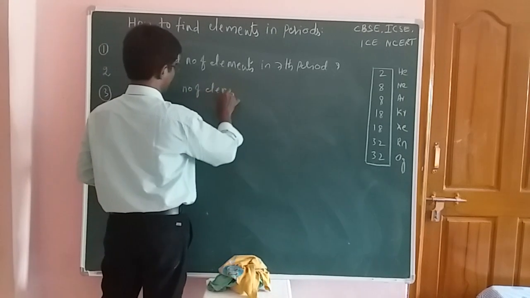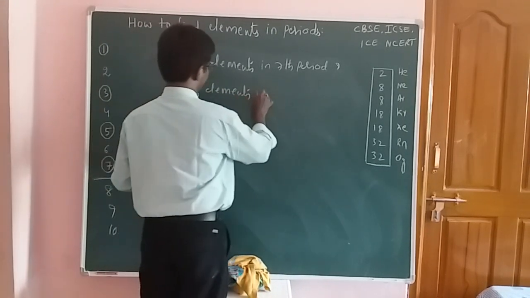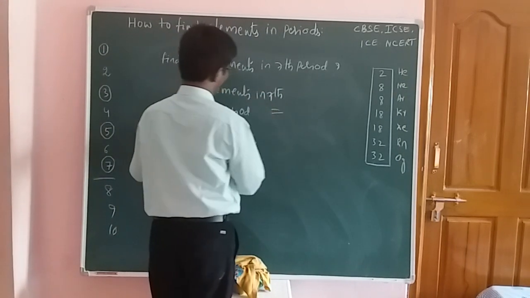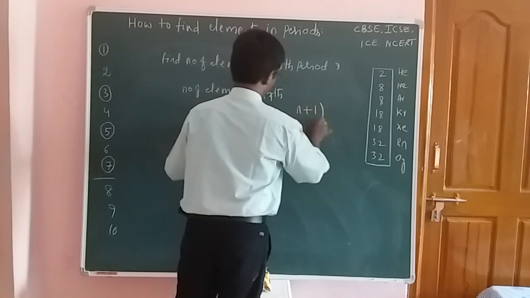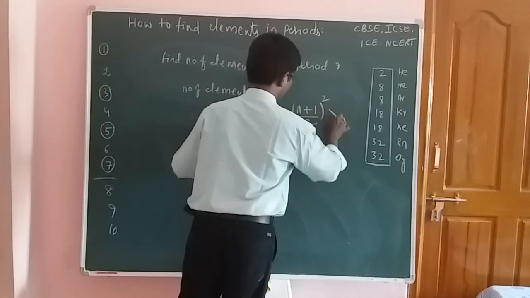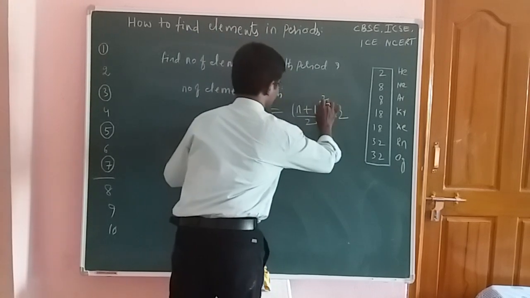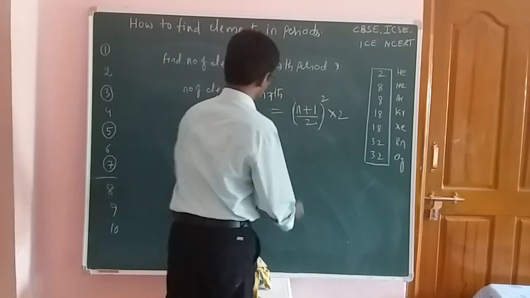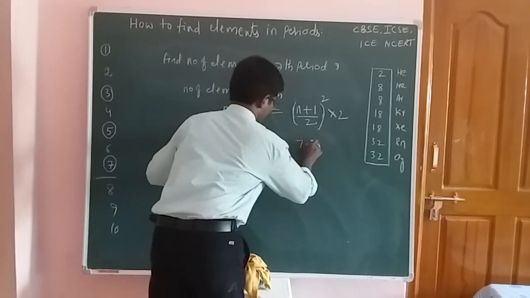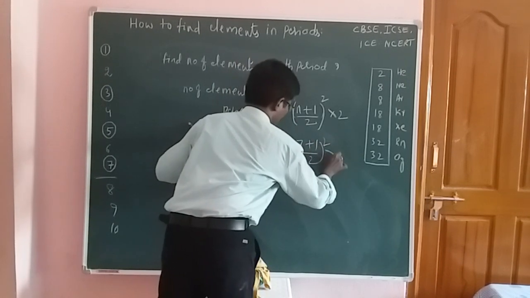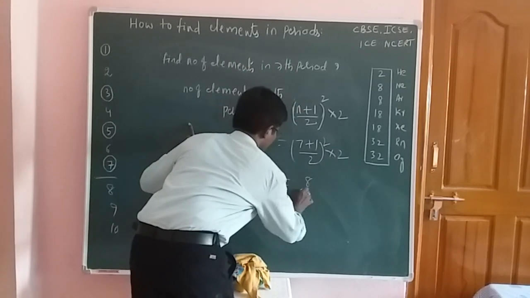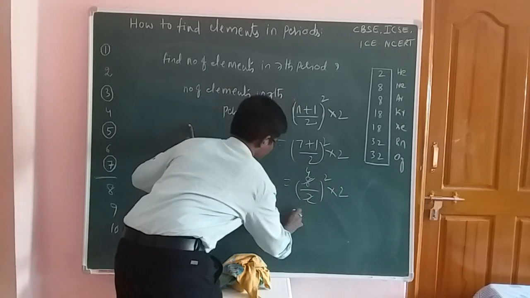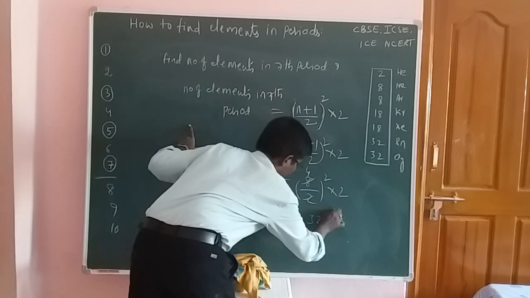Number of elements in the seventh period is equal to [(n plus 1) by 2] whole square into 2. Okay, now this is the square bracket. Seventh period means [(7 plus 1) by 2] whole square into 2. Okay, students, (8 by 2) whole square into 2. So here 4 fours are 16, into 2, 32 elements, students.